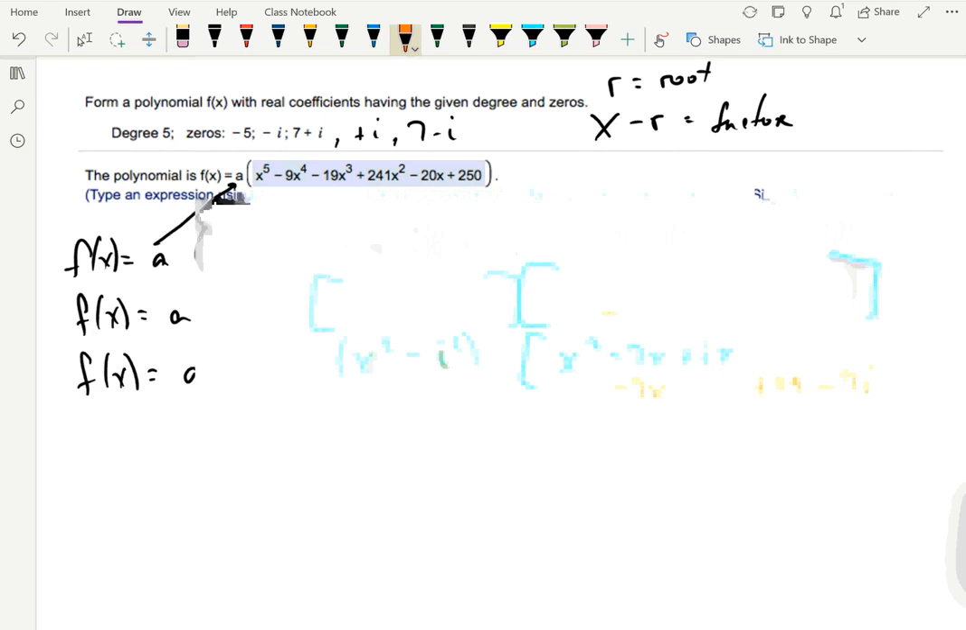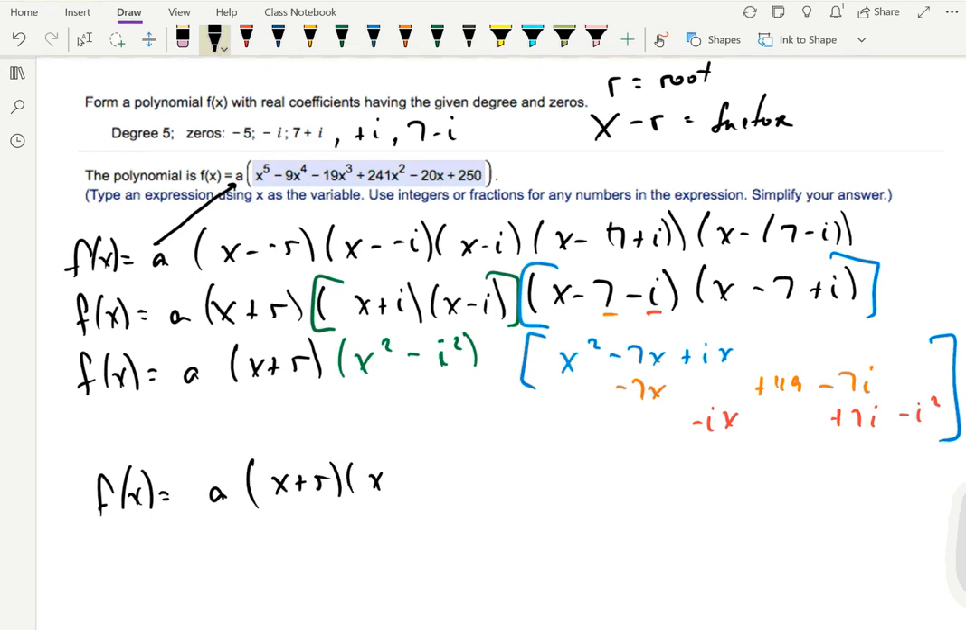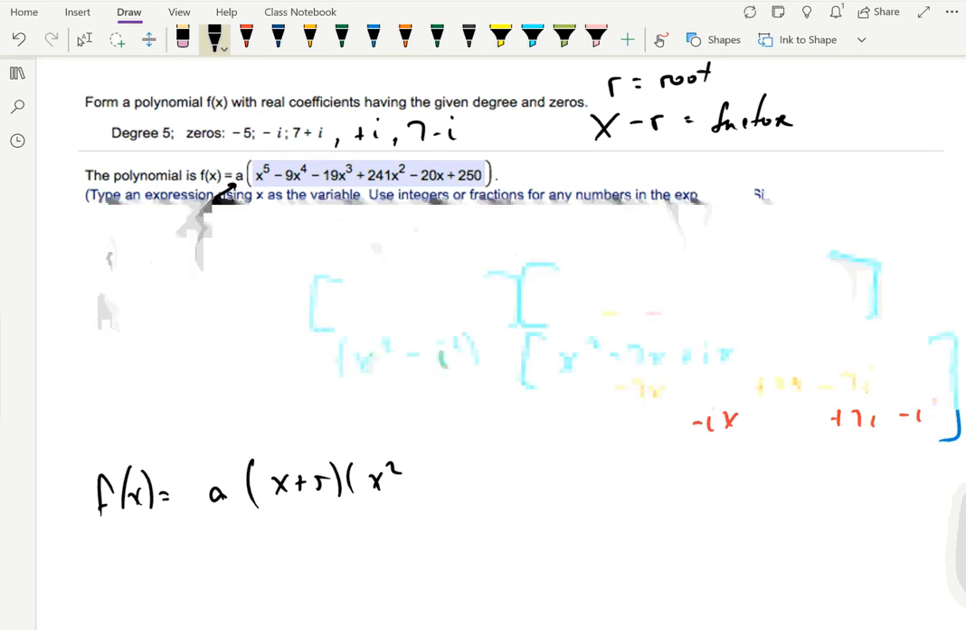Let's use the red color here. I've got i's in here, so minus i times x is minus ix. Then we've got a plus 7i, so line those up. Then I've got a minus i squared. So now let's keep on going here. I've got a is going to be x plus 5 multiplied by x squared. So i squared is -1, so the negative of -1 is plus 1.